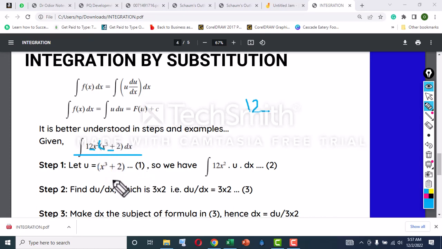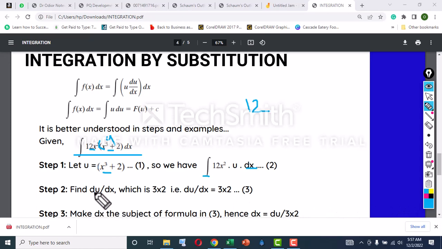Because of that, we represent this part with u. So let u be equal to this part here. That's the first step. We now have the integral of 12x raised to power 2 times u, because we are representing this part with u, times dx. Now every one of your symbols is important here. Don't forget to put this, don't forget to put this dx. They are very important.